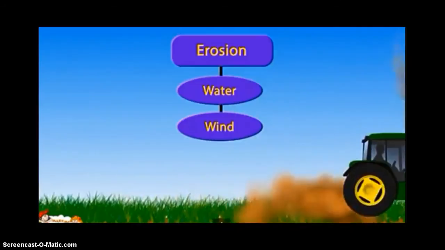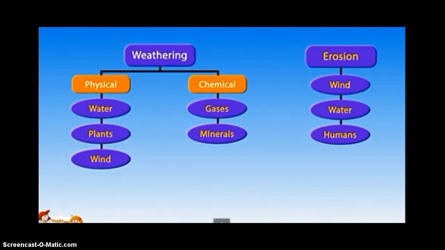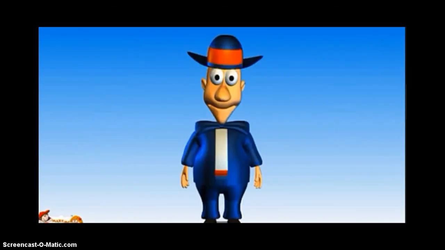So we learned today that weathering and erosion are two major factors which keep changing the world around us, and they keep working together at the same time. Also, we learned about different kinds of weathering and erosion. Are you ready for your test now?